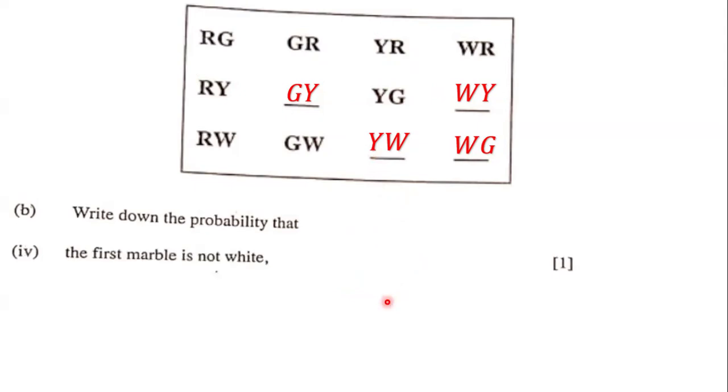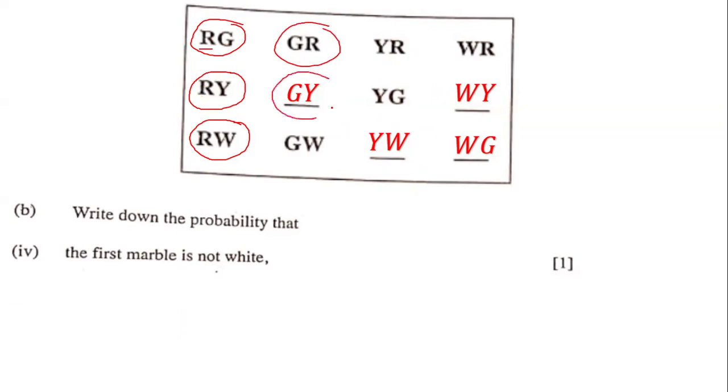Okay. Next, we want to write down the probability that the first marble is not white, right? The first marble is not white. And so let's circle all the times that happens. This one, the first one is R, so that's good. This one, the first one is R as well, so this is also good. The first one is R as well, so this is good. The first one is G, so this one is good as well. The first one is G, so this is good. The first one is G, so this is good. The first one is Y, so this is good. The first one is Y, so this is good. And the first one is Y, so this is good.